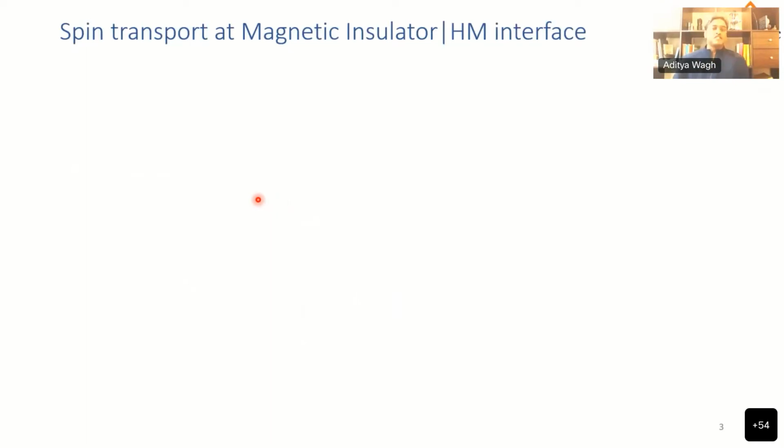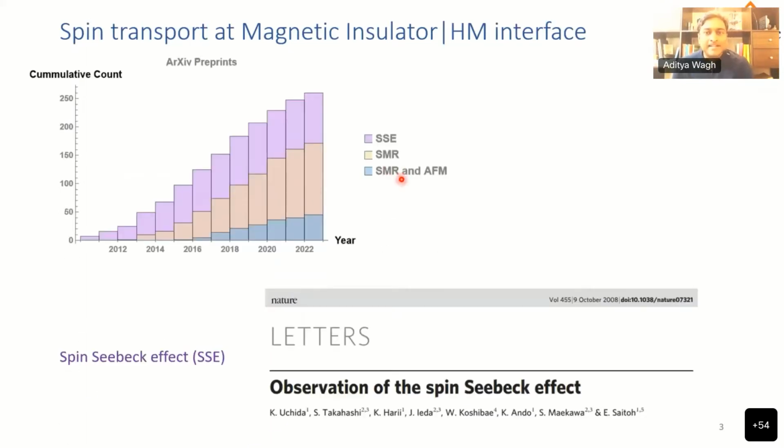Yes. So spin transport at magnetic insulator and heavy metal interfaces has attracted great attention over the last decade. Like the spin Seebeck effect, which was observed in 2008. This is the first paper. The spin Seebeck effect is basically you apply a thermal gradient across a magnetic insulator, and then you generate a pure magnonic spin current. And when that spin current reaches the interface, you can pump that spin current into the heavy metal, and then you can detect it as a voltage.